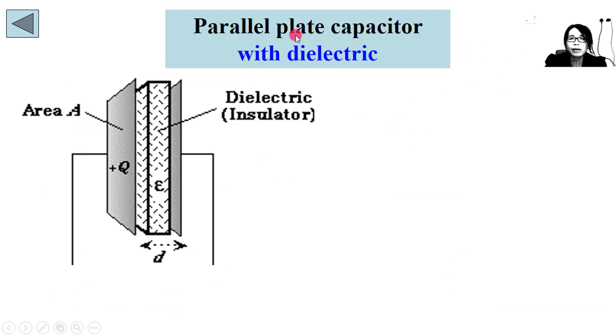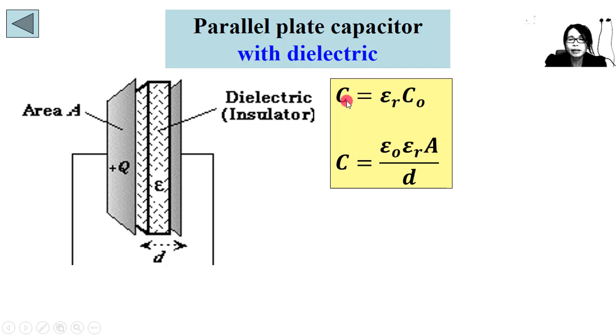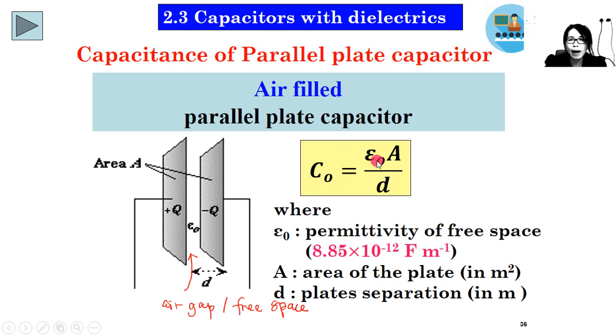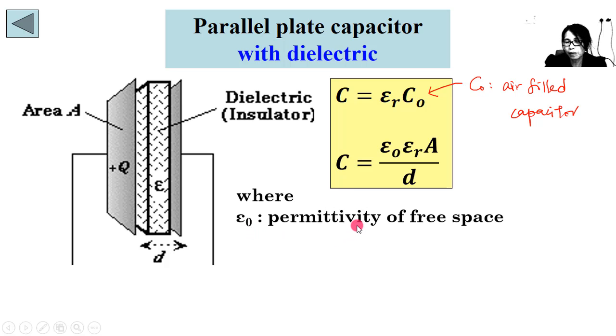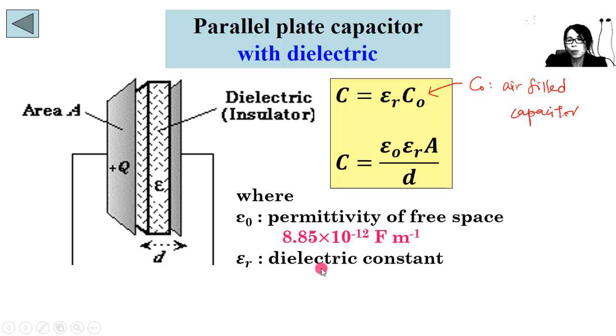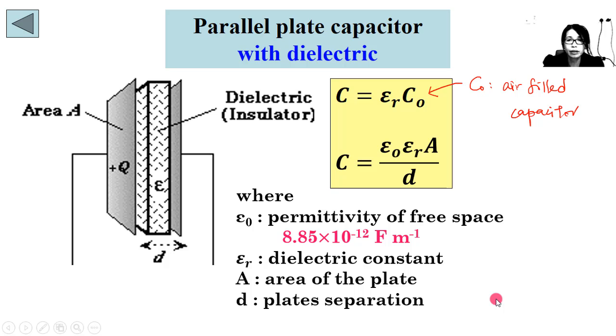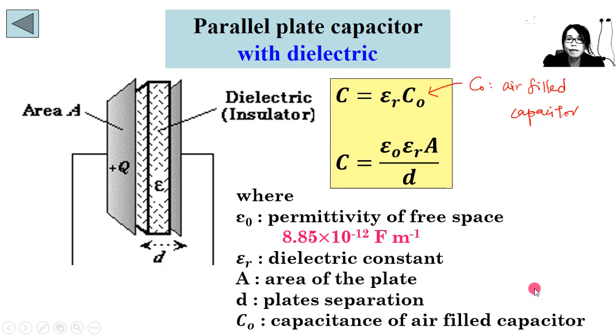So, for a parallel plate capacitor with dielectric, the capacitance is given by epsilon r multiplied by C naught, whereby C naught is the capacitance for an air-filled capacitor. And we know that C naught is epsilon naught A over d. So the capacitance with dielectric is given by epsilon naught epsilon r A over d. Epsilon naught is the permittivity of free space. Epsilon r is what we call the dielectric constant. A is the area of the plate. d is the plate separation. C naught is the capacitance of an air-filled capacitor.